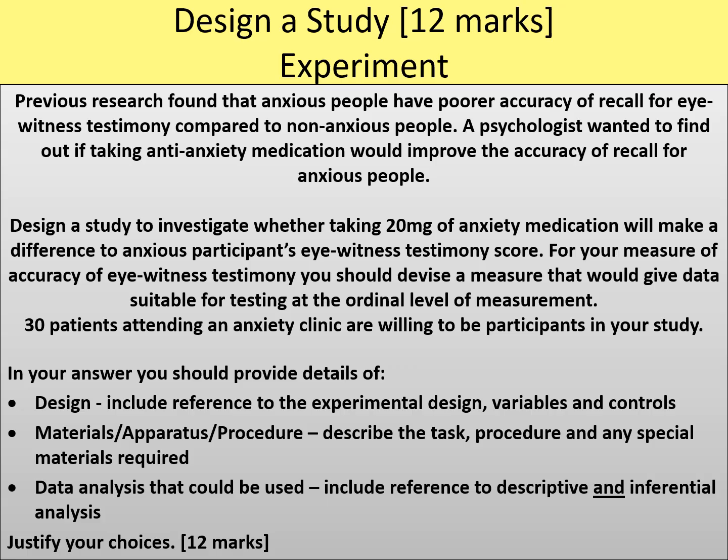It says, previous research found that anxious people have poorer accuracy of recall for eyewitness testimony compared to non-anxious people. A psychologist wanted to find out if taking anti-anxiety medication would improve the accuracy of recall for anxious people. Design a study to investigate whether taking 20 milligrams of anxiety medication will make a difference to anxious participants' eyewitness testimony score. For your measure of accuracy of eyewitness testimony, you should devise a measure that would give data suitable for testing at the ordinal level of measurement.